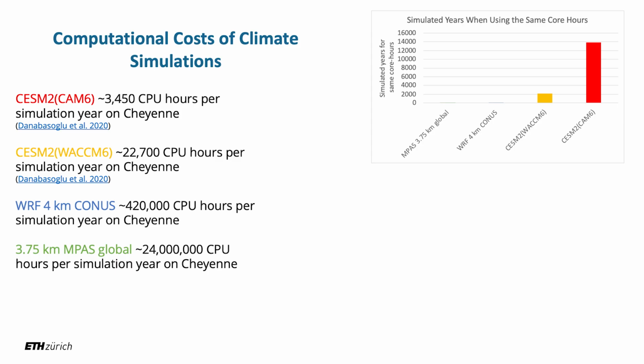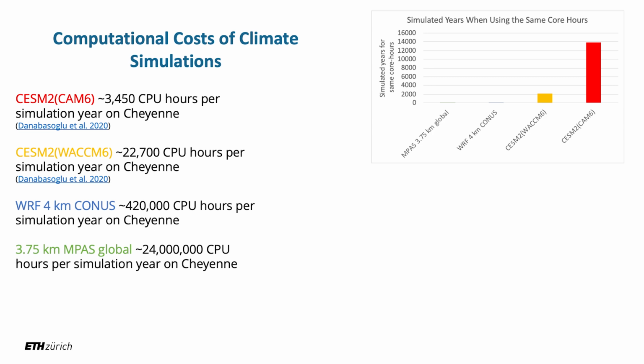This is what 1 year of CESM2, the Community Earth System Model 2, costs. This was the contribution of NCAR to the CMIP6 archive. This is their flagship configuration. It's 3.45 thousand CPU hours per year. You don't have to worry about what this means. It's just a number to give you a reference.